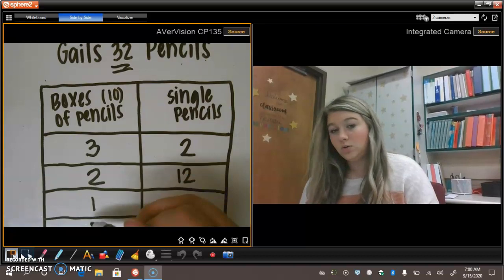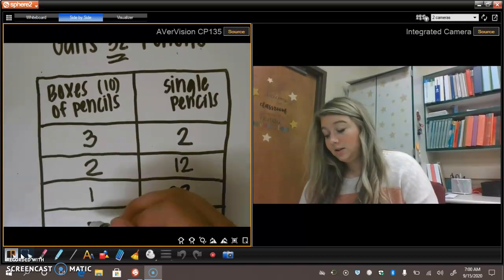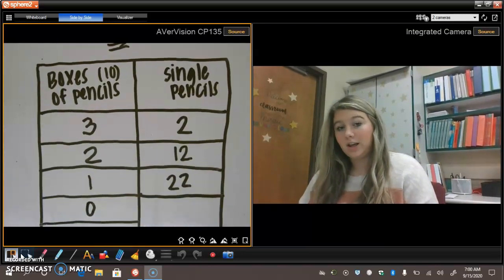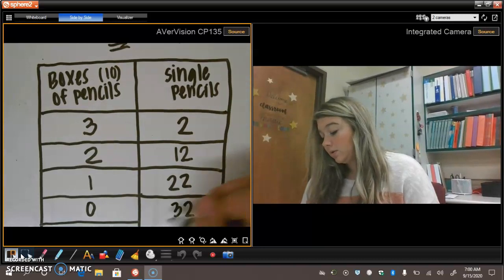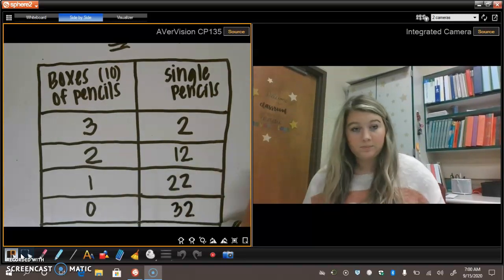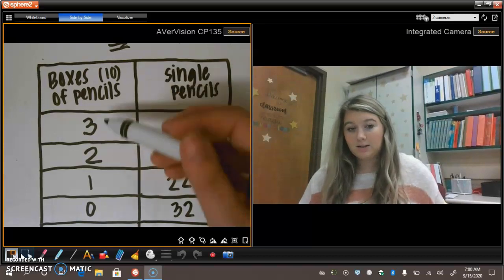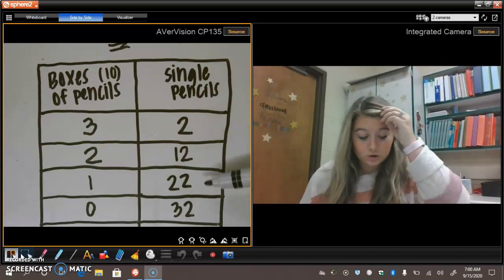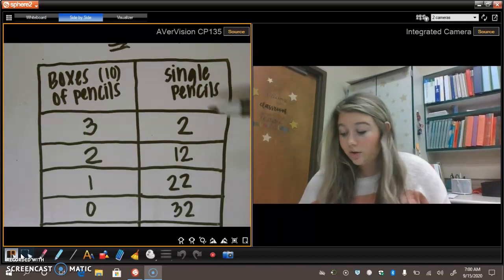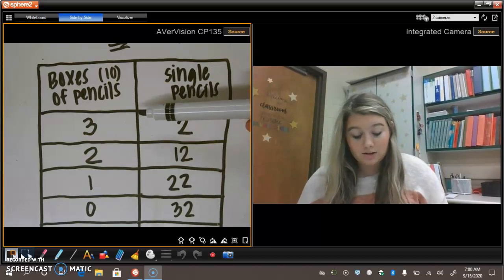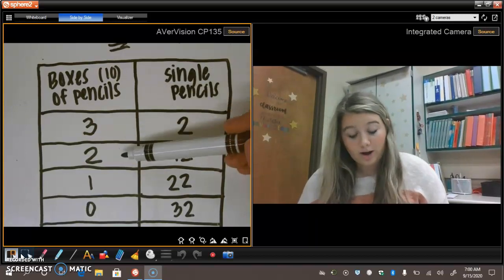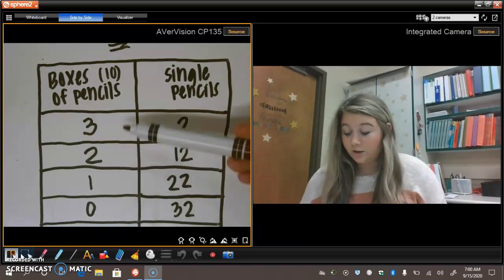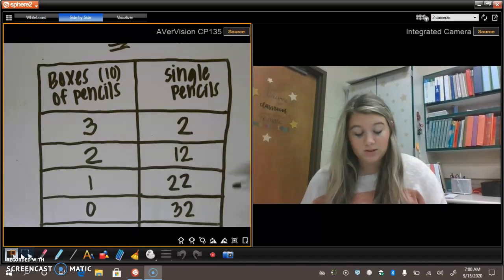And what if she decided she didn't want to buy any boxes of 10 pencils? Then we know she would need to get 32 single pencils. Okay, because if she didn't buy any box of 10, that means she has no pencils, and then she needs to get 32 single pencils. So the first row has 3 boxes of 10 pencils. The second row has 2 boxes of 10 pencils. And then a different way would be 1 box with more of the single pencils.